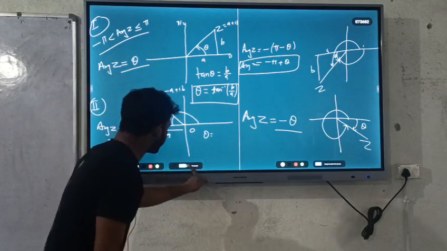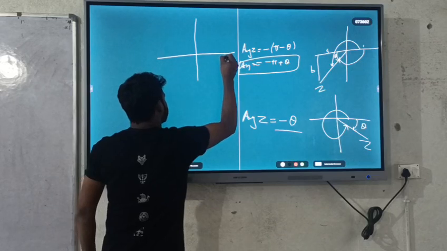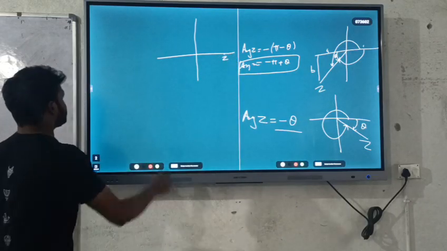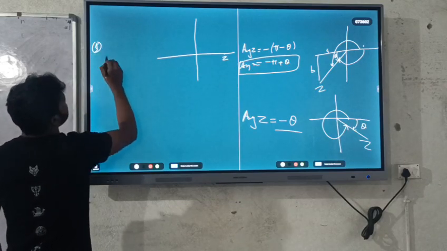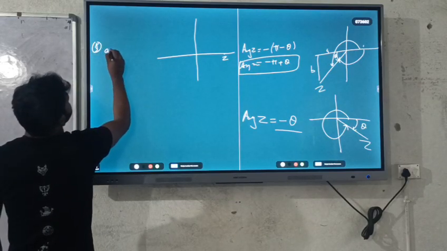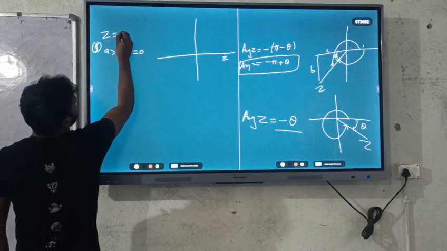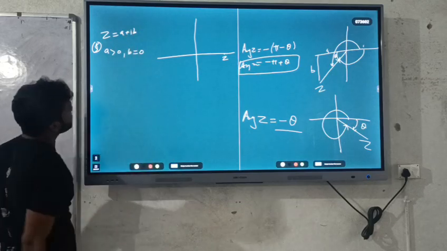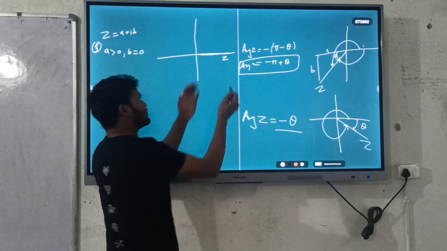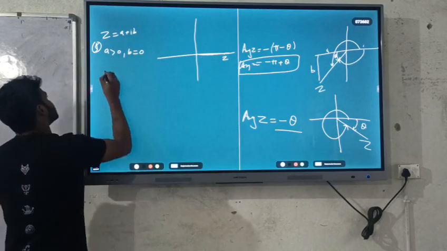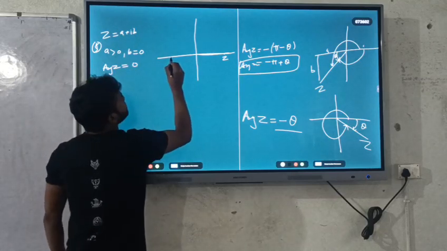No, there are some cases left. What is that? What if z lies on this line? This is my fifth case. What happened in this case? A is greater than 0 and B is equal to 0. In this case, if you want to measure the angle between the same positive line segment, that is the same line, so the argument of z is 0.